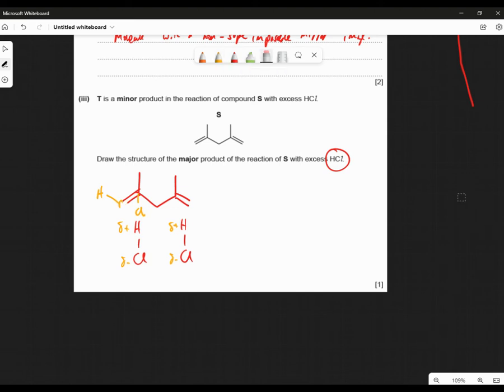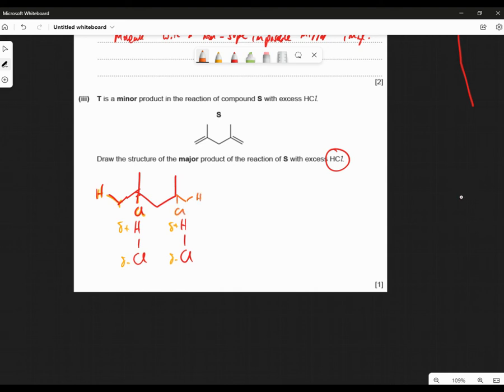Okay, so let's get rid of that double bond. Let me redraw that. The Cl is going to attach there, and the H is going to attach here. Same's going to happen on the other side because of Markovnikov. The H is going to attach to this carbon, and the Cl to this one.